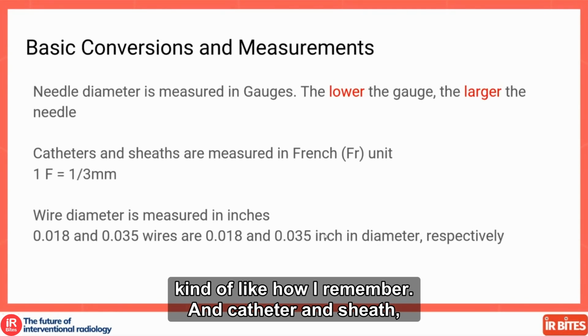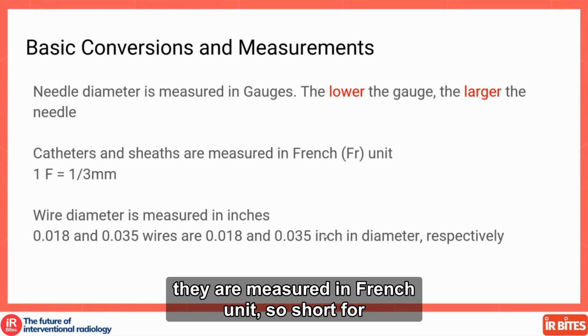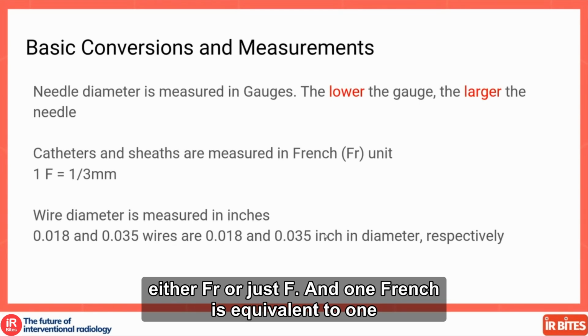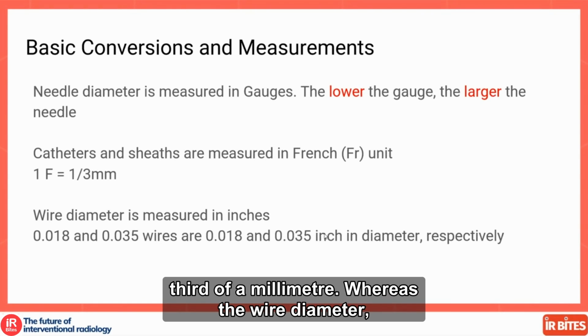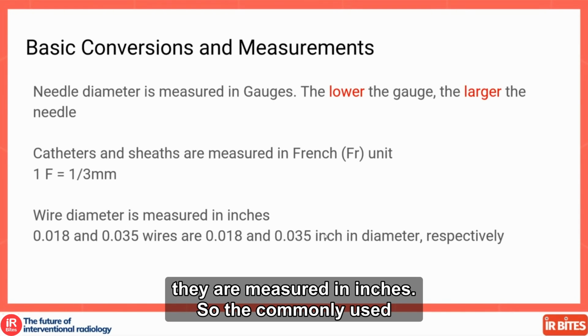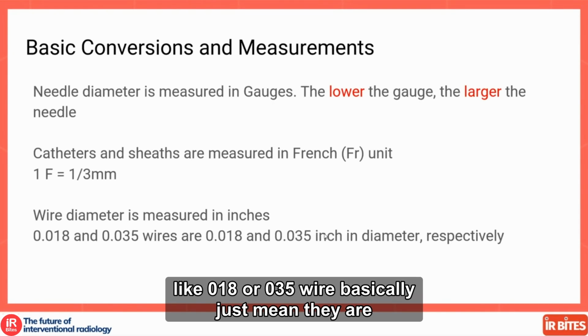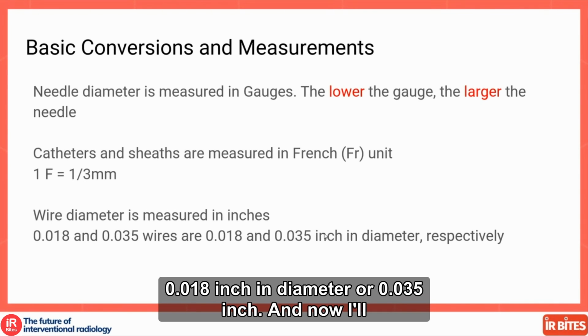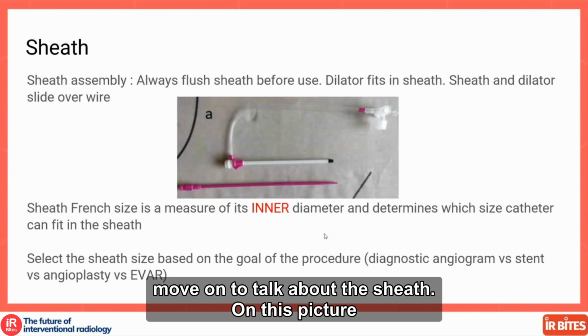And catheter and sheath are measured in French units, short for either FR or just F. One French is equivalent to one third of a millimeter. Whereas the wire diameter is measured in inches. So the commonly used 018 or 035 wire basically just means they are 0.018 inch or 0.035 inch in diameter. And now I'll move on to talk about the sheath.